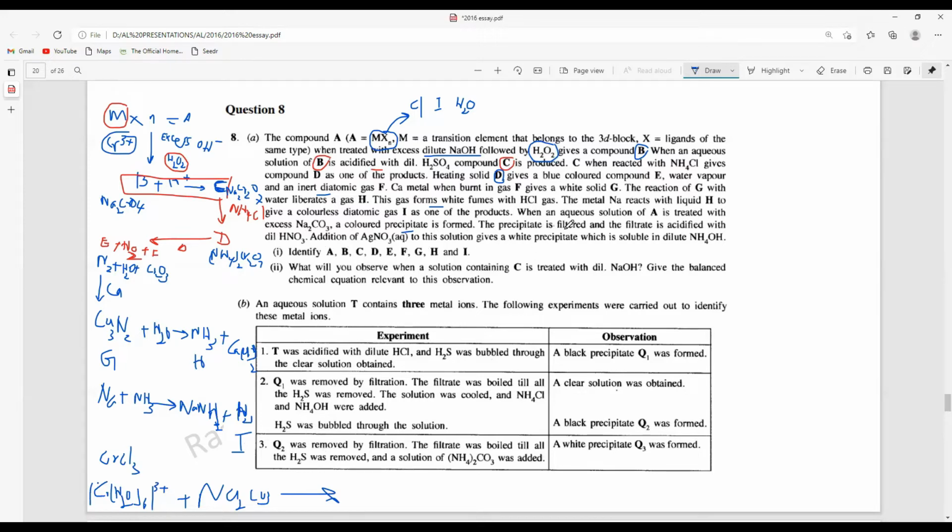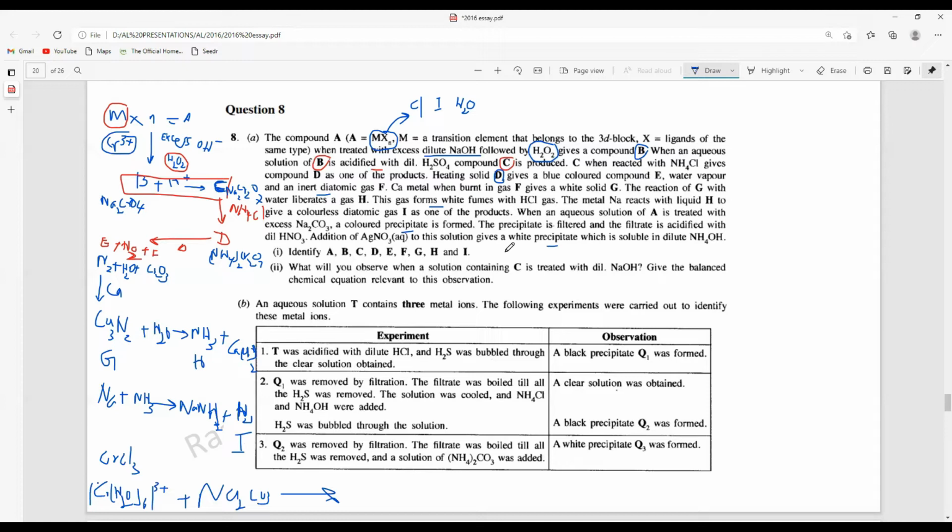Finally, the precipitate is filtered, and the filtrate is acidified with dilute HNO3, and adding AgNO3 to the solution gives a white precipitate which is soluble in dilute. So this is going to form. Here the chromium carbonate is going to form, and then the precipitate is filtered out. So you have the solution acidified with dilute HNO3, and when you add AgNO3, the solution gives the white precipitate.